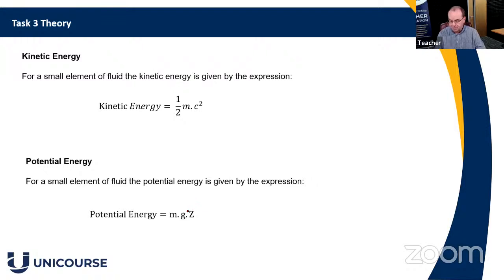The other terms, you're probably familiar with these, is that the fluid has kinetic energy due to its velocity, and that's given by half times the mass times its velocity squared. So we're familiar with that. You've done that before. And the fluid has potential energy due to its height, and potential energy is the mass times g times its elevation above the datum Z. So that's the two, kinetic energy and potential energy.